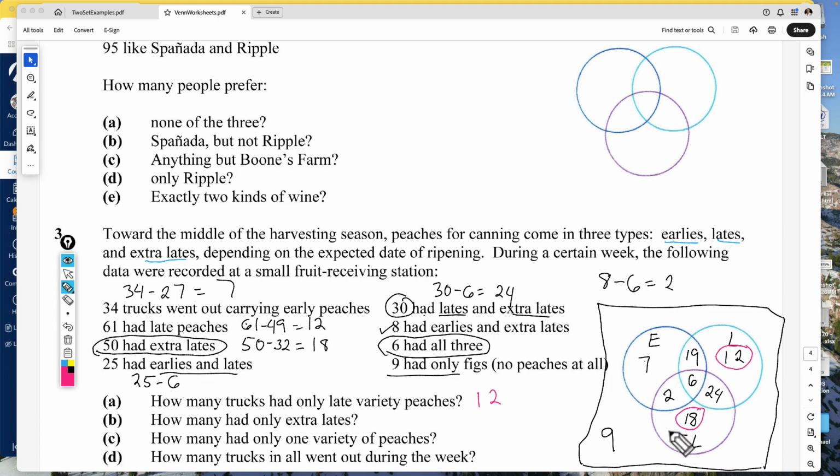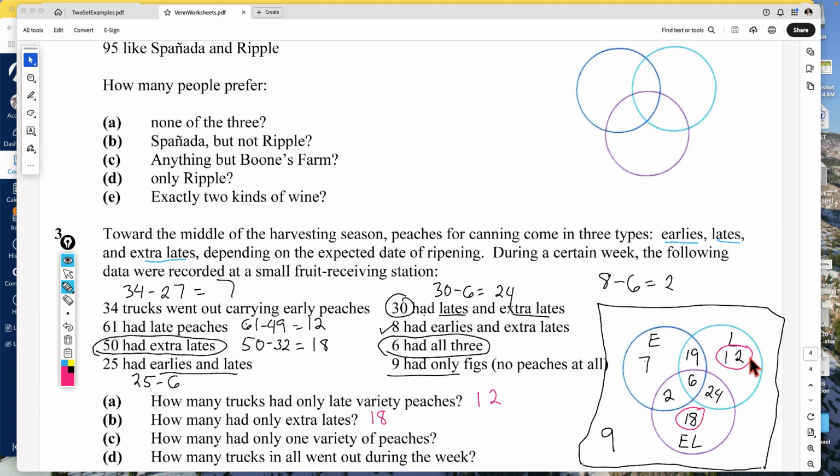Notice you might be able to go through this without doing the Venn diagram, but I bet you it's a lot harder and more error prone. Once you do the Venn diagram, it's a lot easier to figure out how to do it. How many had only one variety of peaches?